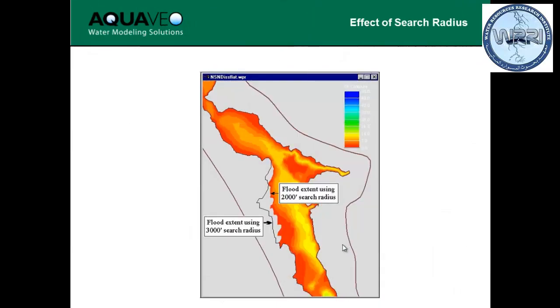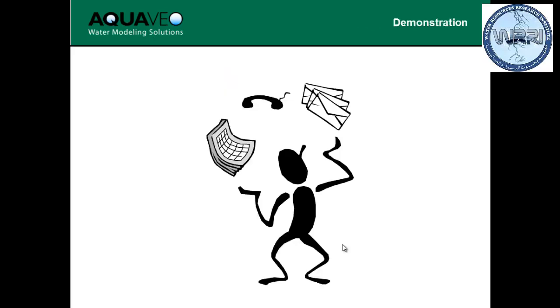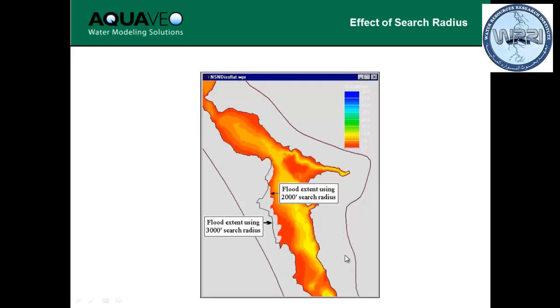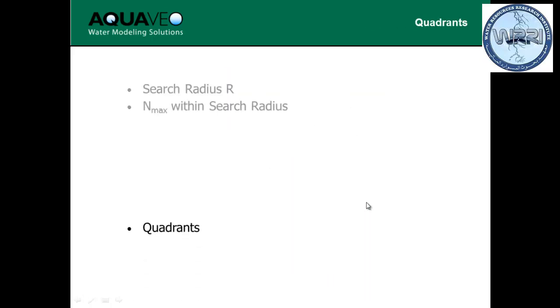But if I change the search radius, it has an effect on your floodplain delineation. So with a 2,000 foot search radius, this is my floodplain delineation. And with a 3,000 foot search radius, it could change it. So I think I have some slides here that explain.